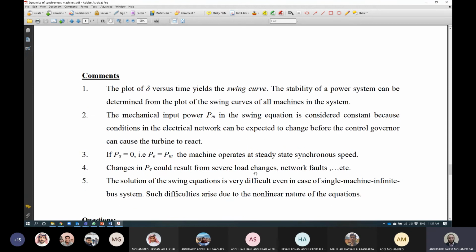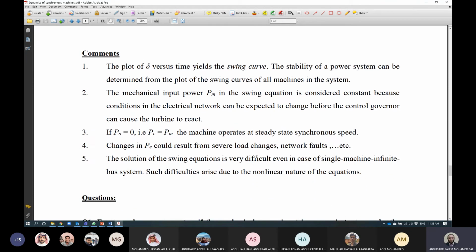We have just a few comments on this relation. The plot of delta versus time is called the swing curve. It's important in the stability of power systems. If you take the course on stability of power systems, you will learn exactly the swing curve, and this part will be discussed in more detail. Okay? So this curve is very important.